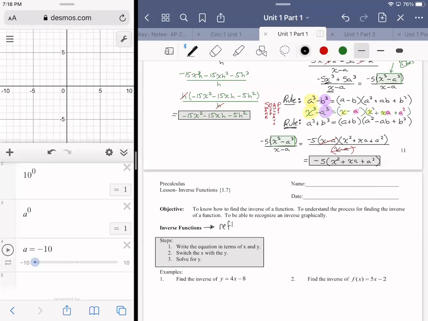is a reflection over the line y equals x, where the result also passes the vertical line test. All right. So you start off with a function. You follow these steps. This helps you figure out, this gives the reflection over the line y equals x.